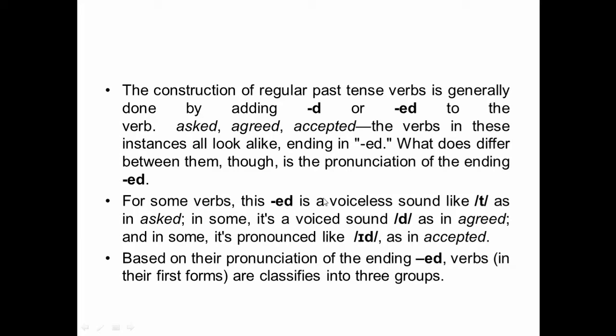For some verbs, this ed is a voiceless sound like t, as in the word asked. In some, it is a voiced sound, that is d, as in agreed. And in some, it's pronounced like id, as in accepted. Here you need to see what actually is the sound before this ed. In asked it is a voiceless sound. In agree, this is a voiced sound, a vowel. And in accepted, it is the category of t and d. Because of this pronunciation of the ed, there are three groups of verbs.